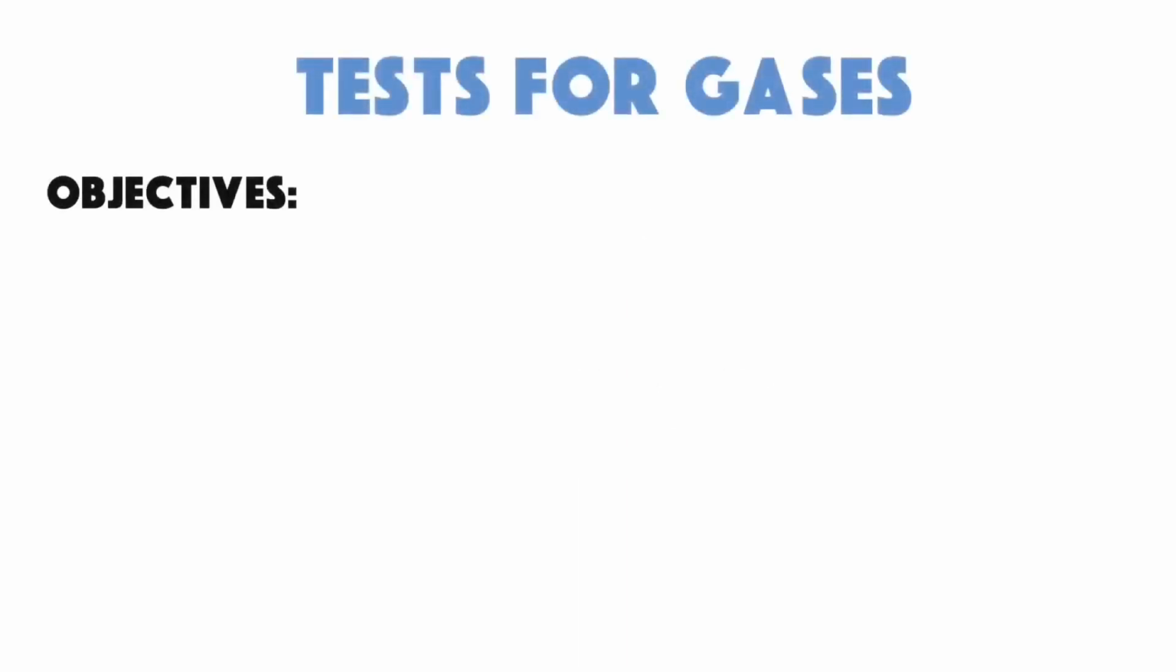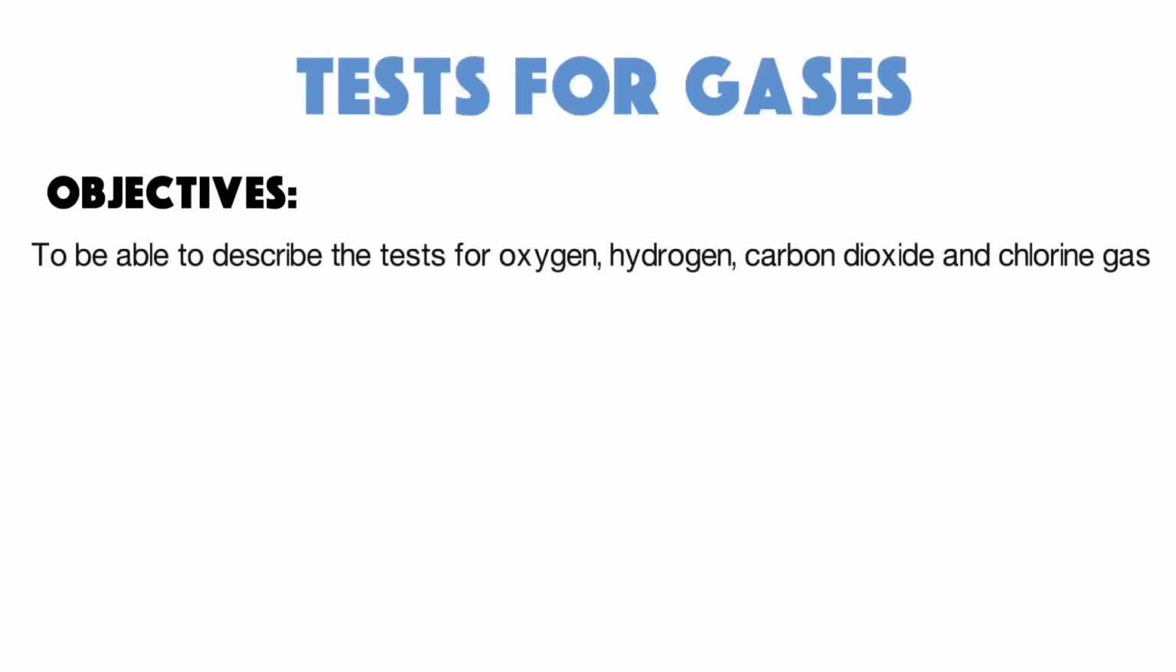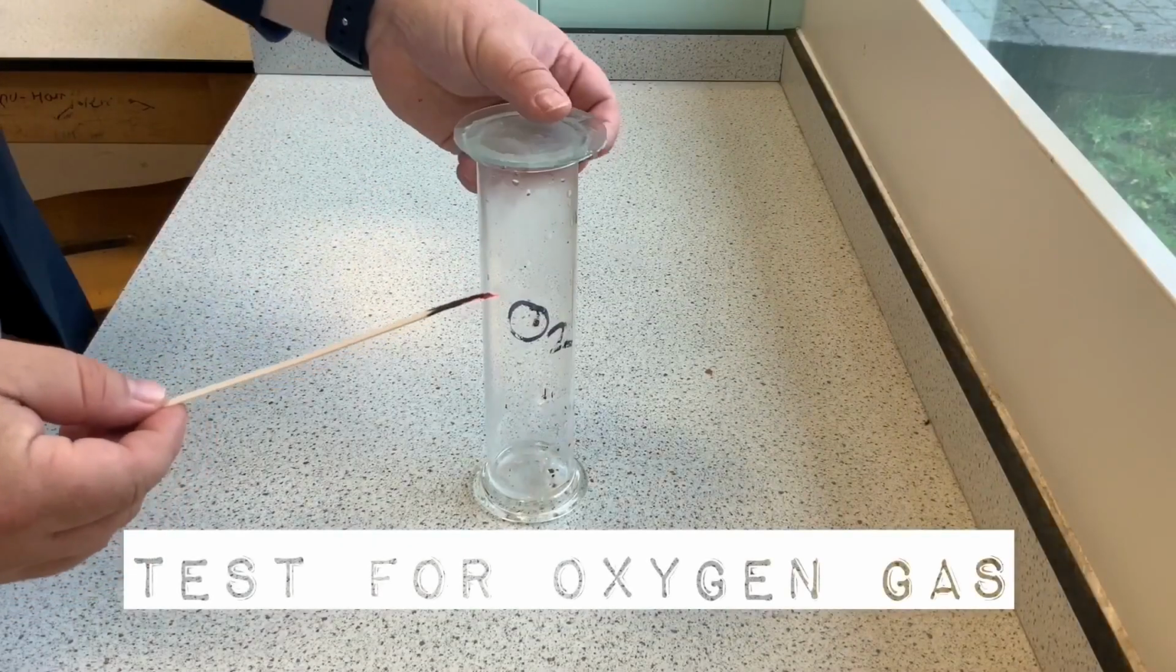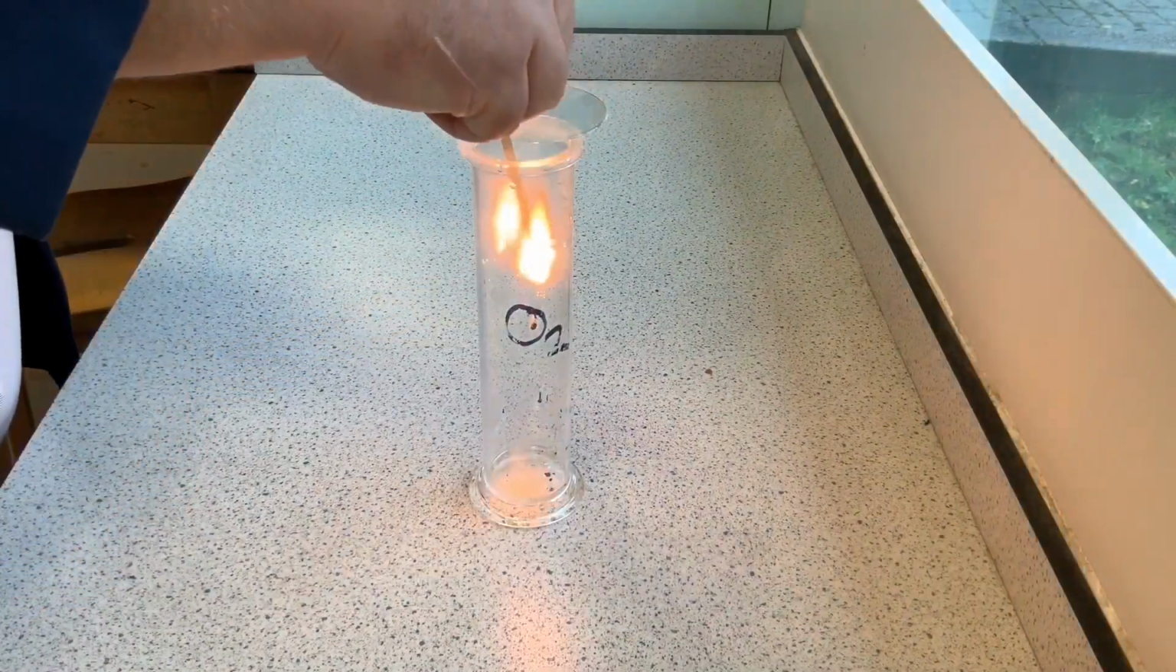Today we're looking at testing for gases. For your GCSEs, you need to be able to describe the test for oxygen, hydrogen, carbon dioxide and chlorine gas. Let's start off with a test for oxygen gas.